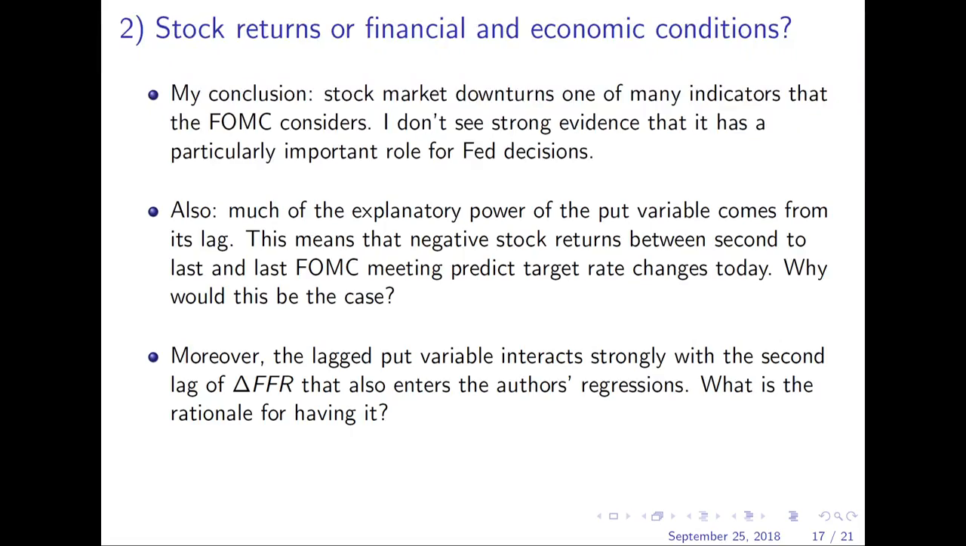There's two little quibbles also that I just wanted to highlight. Much of the explanatory power of the put variable actually doesn't come from the accrued negative stock returns in the intermediate period, but this lag. So this means that the negative stock returns between the second to last and the last FOMC meeting predict target rate changes today. And I can't possibly think of a good story why this would be the case, so I'd be curious to hear Annette's thoughts on this.